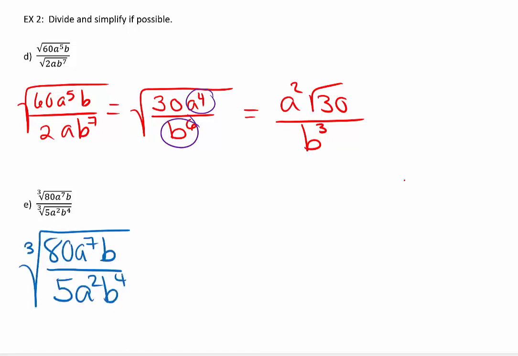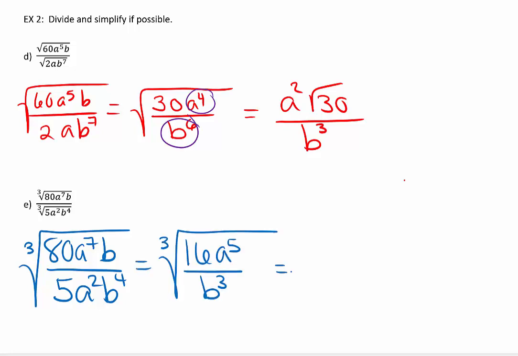We can do the exact same thing with cube roots. We're going to do the division first, and then we're going to try to simplify. 80 divided by 5 is 16. A to the 7th divided by a squared is a to the 5th. And if we cancel a b out, we're left with a b to the 3rd on the bottom.